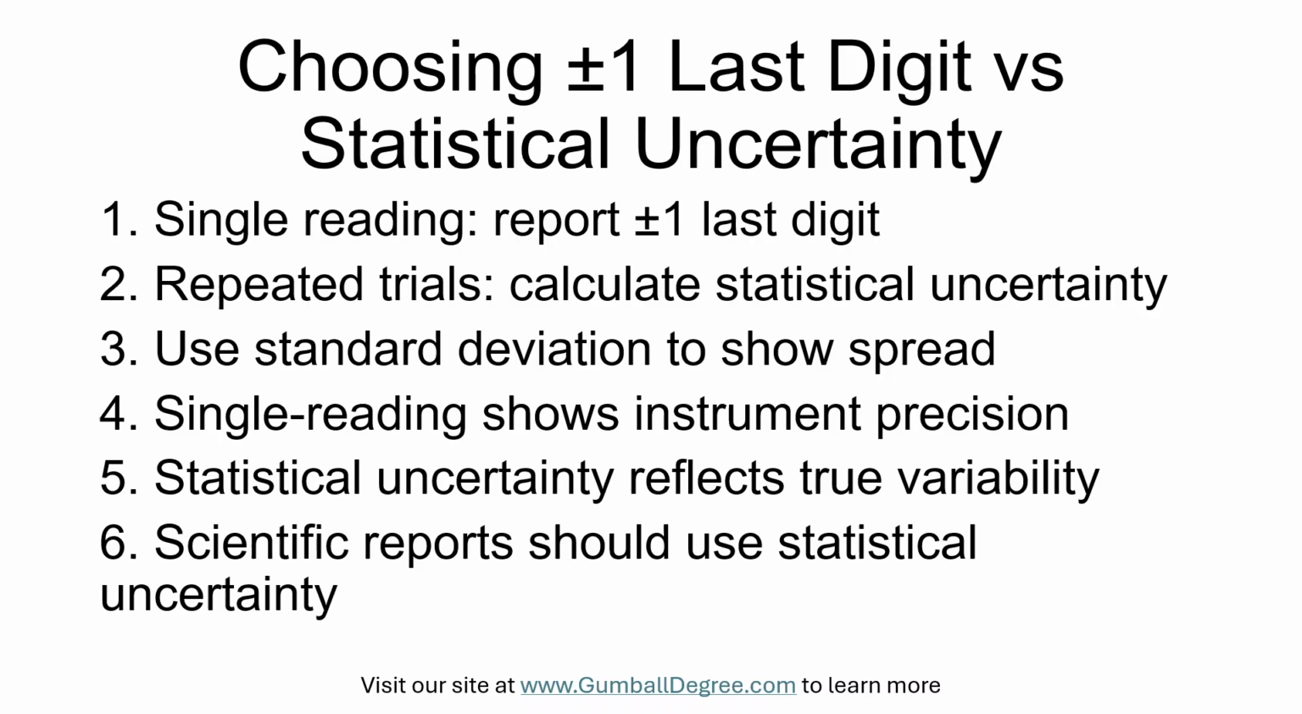The single reading plus or minus one last digit is fast and communicates the precision of the instrument at that moment, while the statistical uncertainty requires repeated trials and shows the real variability in your measurements. When you report scientific results, the statistical uncertainty is more informative because it reflects both random variations and the sample size you use to estimate the mean.